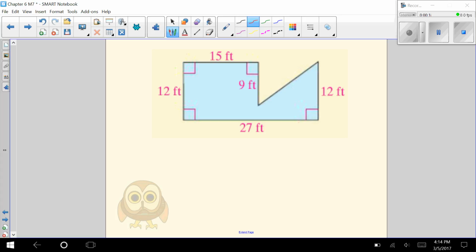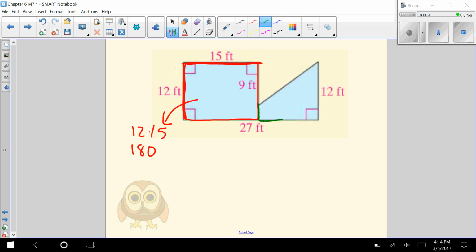Now, what I would do for this first one, and note that there are multiple ways to do this, I would look at this piece as a rectangle. Rectangles are easy. To find the area of this rectangle, I just take base times height. I know the height must be 12. I know the base must be 15. So 12 times 15 gives me an area of 180 for that piece.